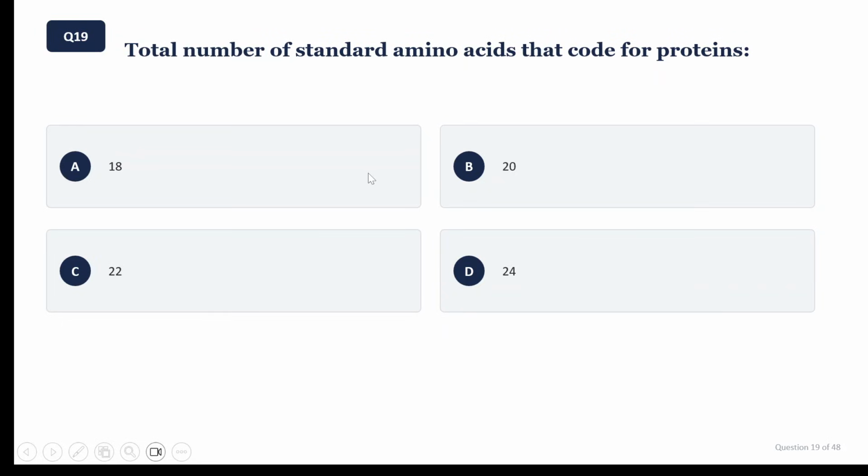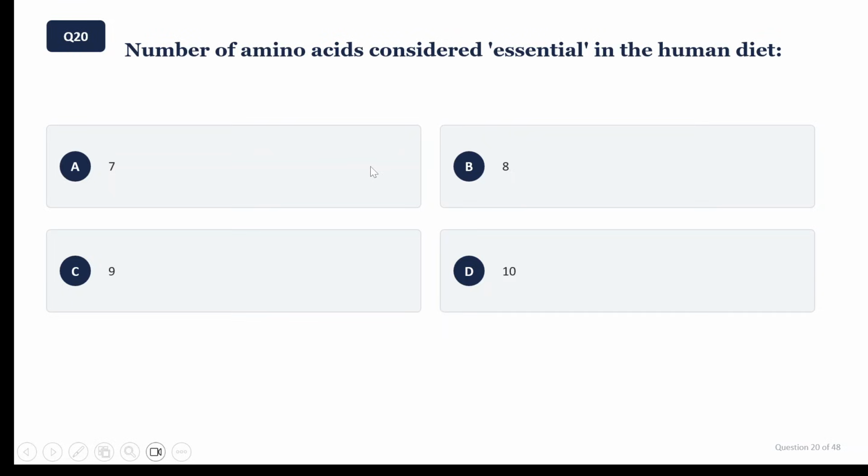Total number of standard amino acids that code for proteins: we all know 20. Number of amino acids considered essential in the human diet: I think 10. Even we have been studying since 10th class. 10 human, 10 amino acids which are not synthesized in the human body, is TV mill path.